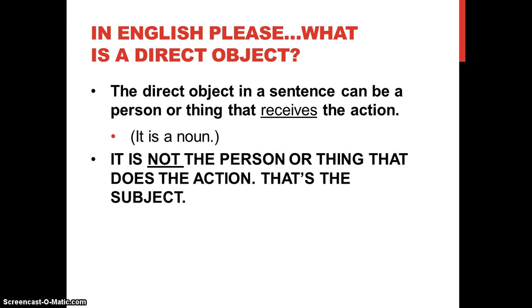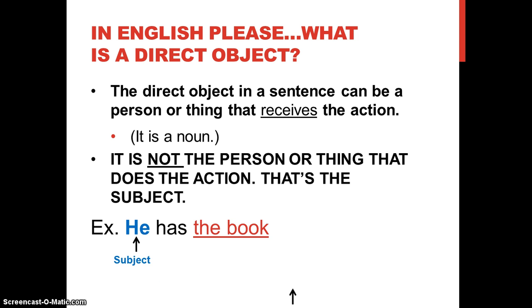Now, don't get that confused with the subject. Remember, the subject is the person or thing that does the action. For example, he has the book. He is our subject, and the book is whatever receives the action. What does he have? He has the book. There's our subject. There's our direct object.